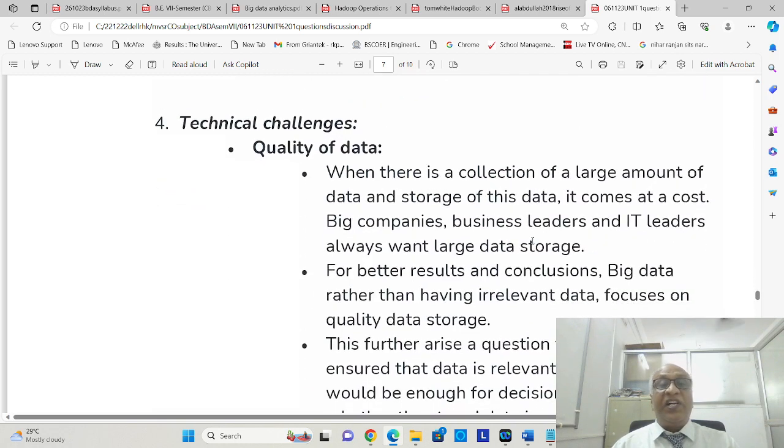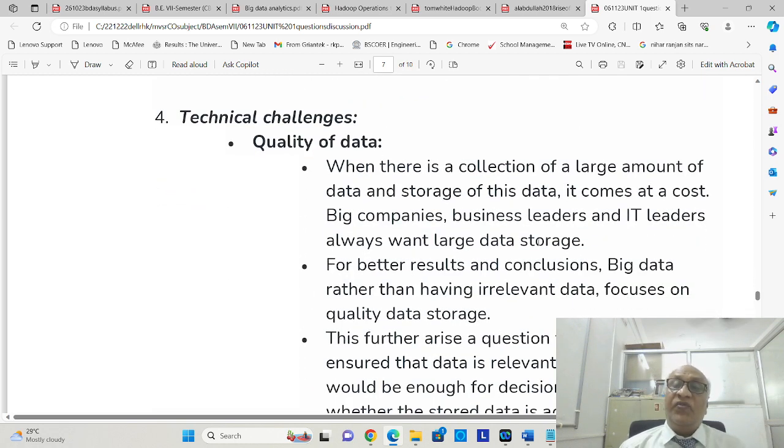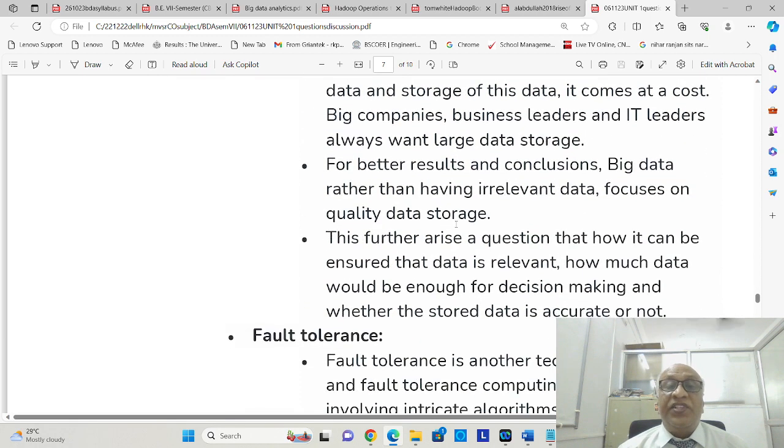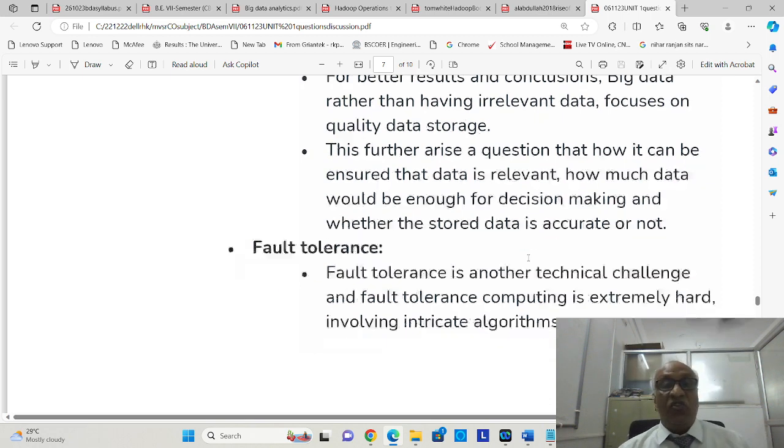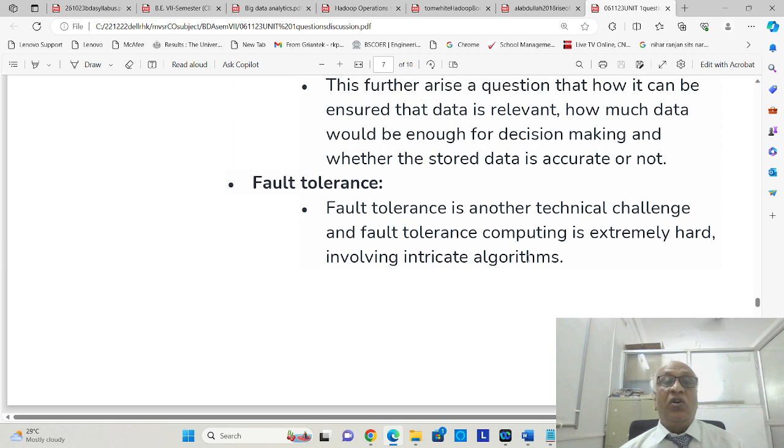The technical challenge is quality of data. I have huge data, so what is the challenge? I need large data storage. I want better results, better analysis, better conclusions, better insights, so I need quality data storage. If I want that quality data storage, I need to decide how much data is enough for decision making, so I need to verify whether my data is accurate or not.